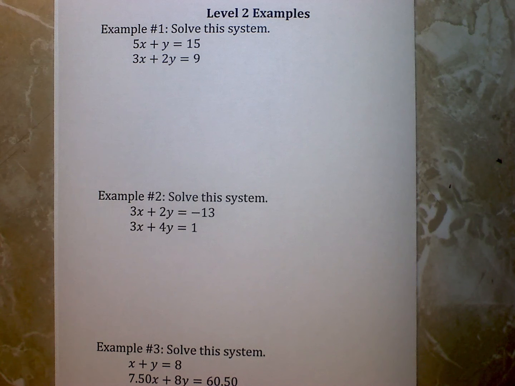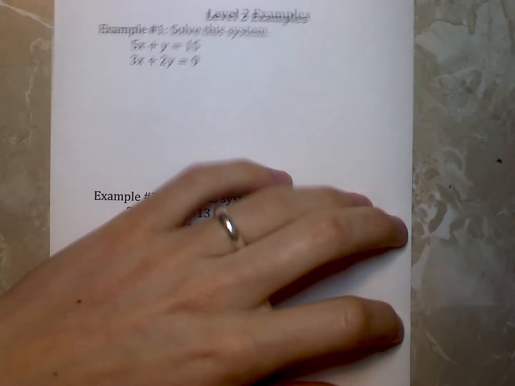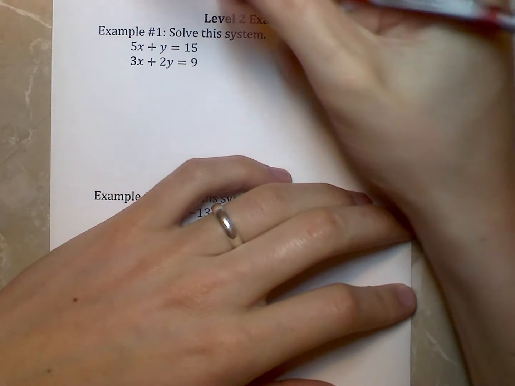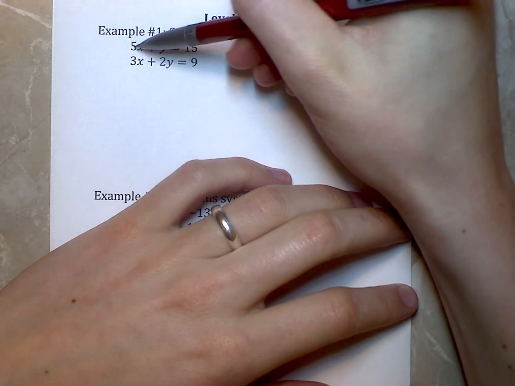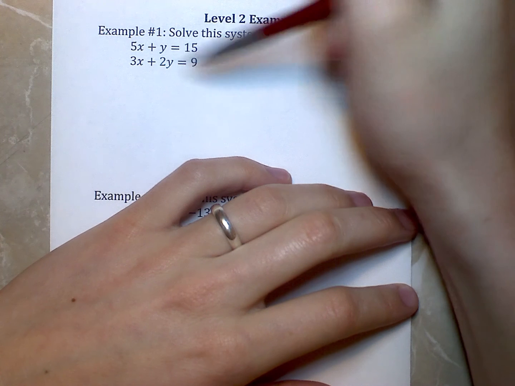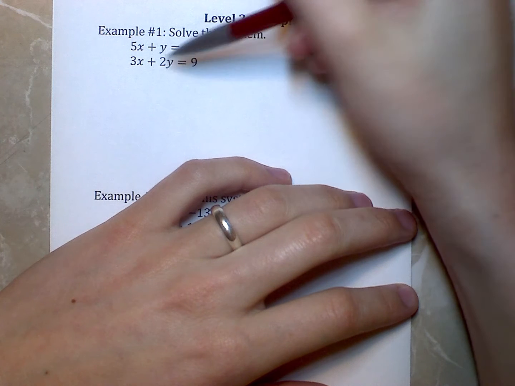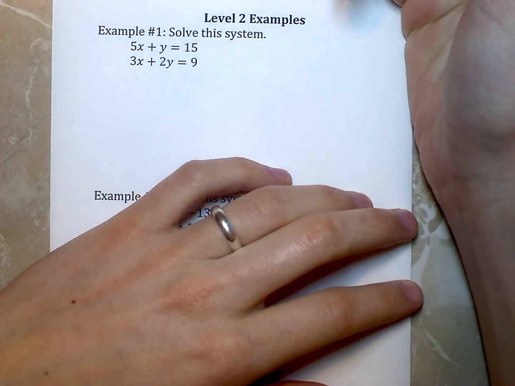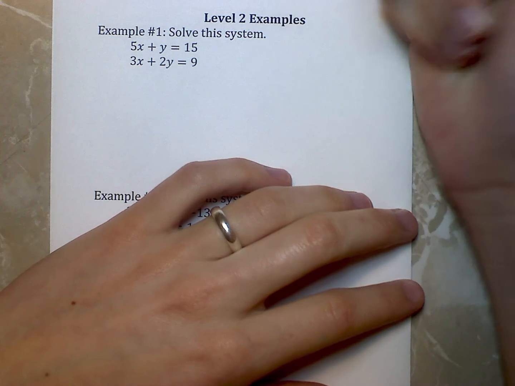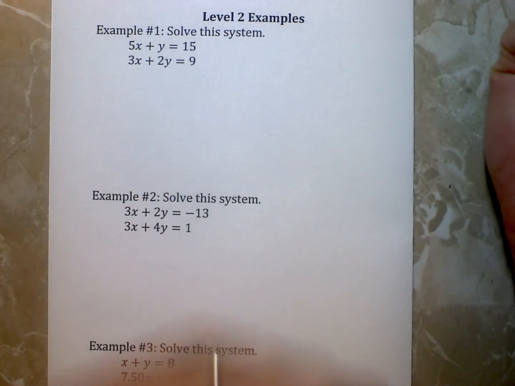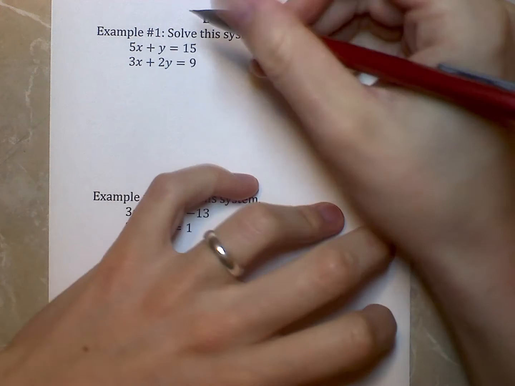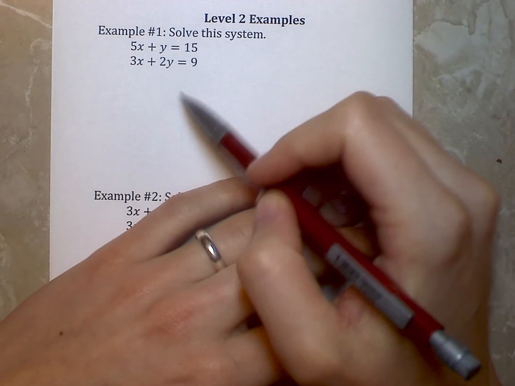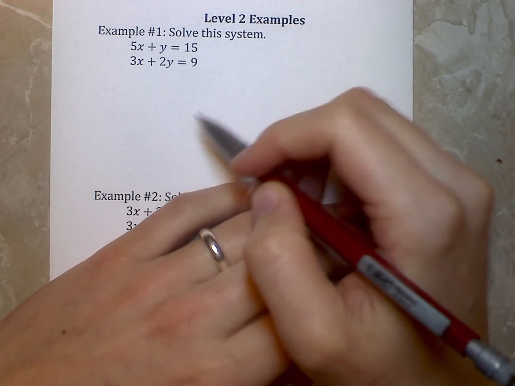Here's level 2. In level 2, I notice, wait a second, I don't have a negative and a positive of the same number, right? This is not 5x and negative 5x. This is not y and negative y. How is anything going to eliminate here? And so the reason that this is level 2, and it's a little harder, is because there's an extra step at the beginning, right? There isn't something that's going to eliminate here.